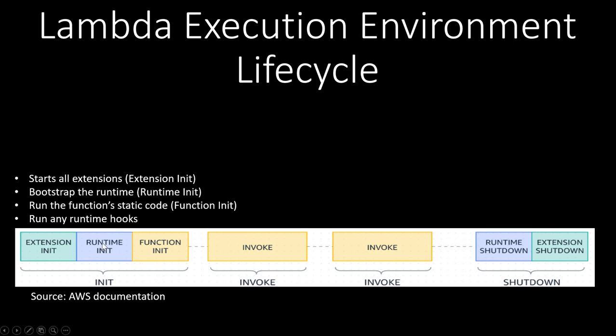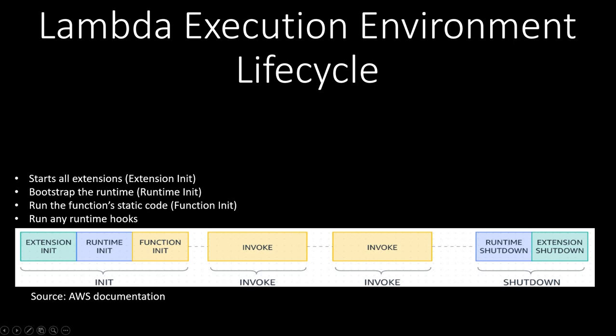The init phase is limited to 10 seconds. If all three tasks do not complete within 10 seconds, Lambda retries the init phase at the time of first function invocation with the configured function timeout. After the init phase, we have the invoke phase, where the actual Lambda code that we write, or any extensions associated with it, is invoked.